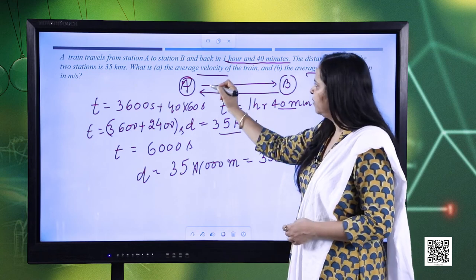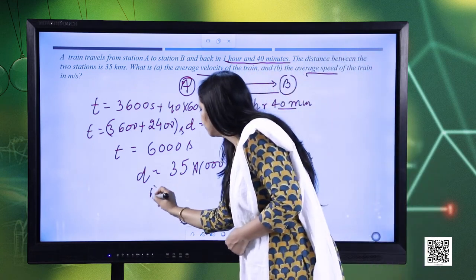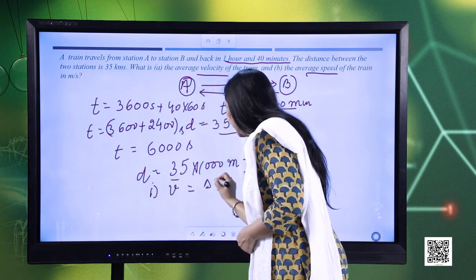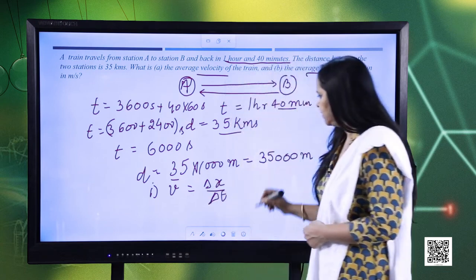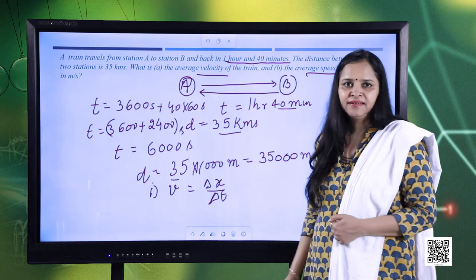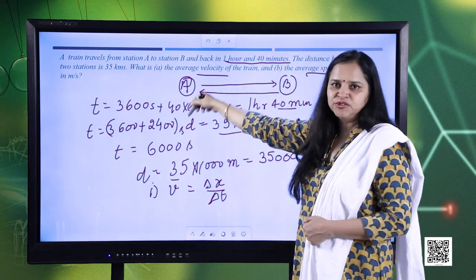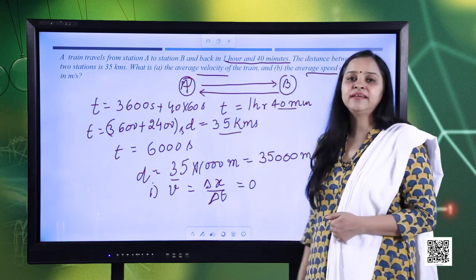Now, let's first calculate the average velocity. So, what is the average velocity? Average velocity, we know, is delta x upon delta t. What is the total displacement in this case? Since the train travels from A to B and then returns back, the displacement is 0. So, the average velocity is 0.